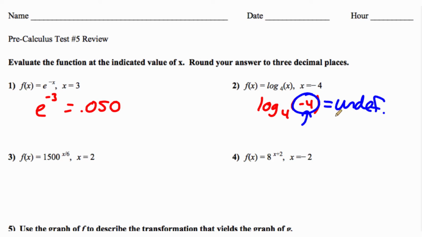We can't do that. For our next one, we've got 1500 raised to the power of x divided by 6, and we're going to plug in an x value of 2. So we've got 1500. We're going to raise that to the 2 divided by 6 power. Now, one thing we could do is this fraction, this power, is going to reduce down to 1/3. It really won't matter how we type this in, if we go 1500 to the 2 divided by 6 power, or if we type in 1500 to the 1/3 power. We should get the same answer either way.